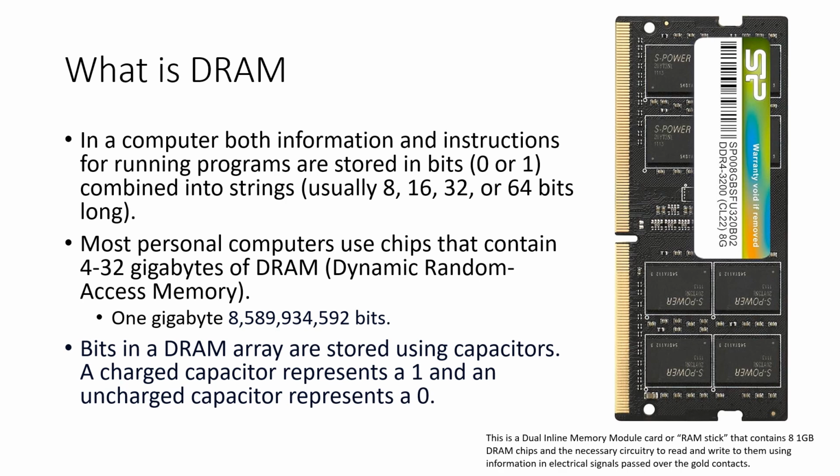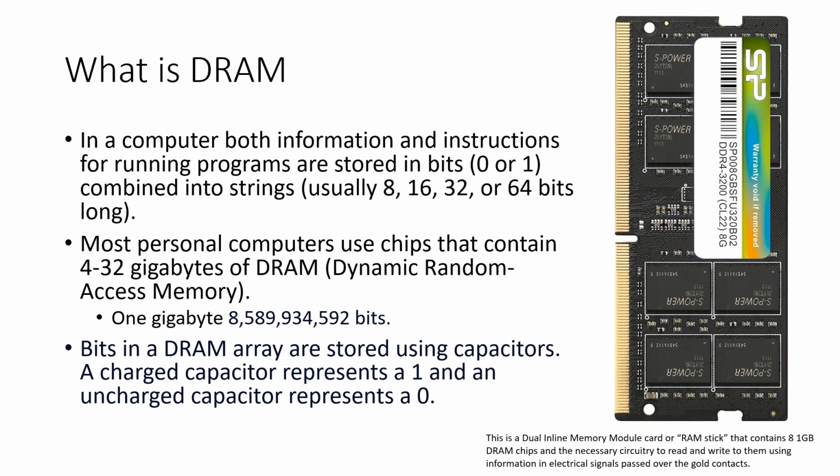Here on the right is a dual inline memory module, sometimes referred to as a RAM stick, which contains 8 1 gigabyte DRAM chips. You can see those black chips that say S power on them for this module, which are the DRAM chips. Each of those DRAM chips contains a bunch of circuitry necessary to read and write to the individual bits contained in them, and the card that they are housed on has circuitry to interface those chips with the processor of the computer.